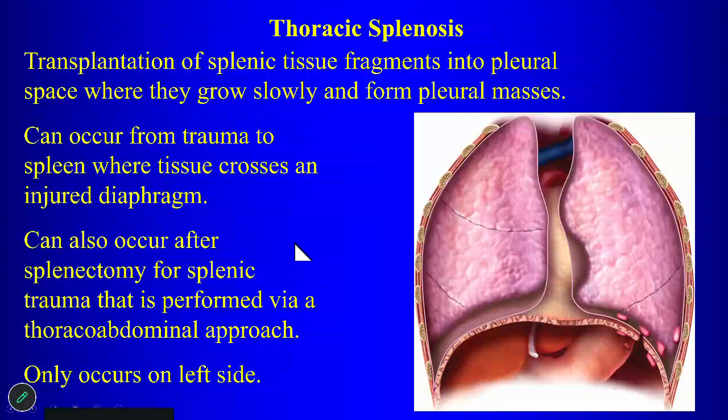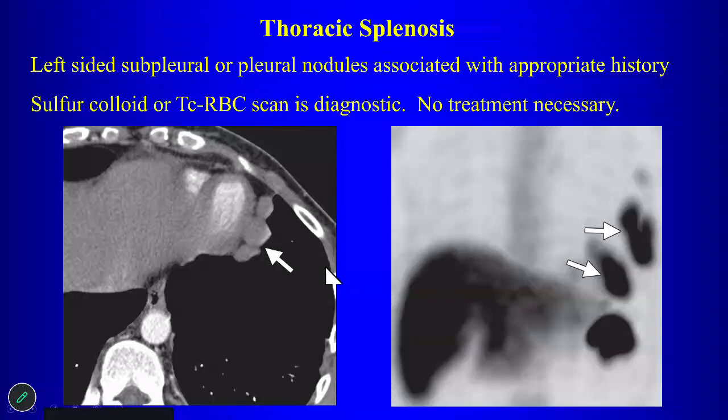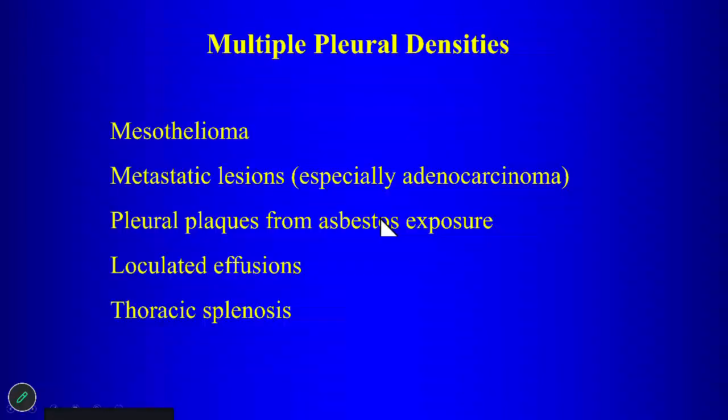So what happens here is there's trauma, the spleen's ruptured, the diaphragm's ruptured, splenic tissue gets into the pleural space and grows. They do a splenectomy so the spleen is gone, but later on down the line you will see these lesions on the pleural surface that enhance just like splenic tissue. The pathognomonic imaging exam for this is an RBC scan, or liver scan. You look for activity along these nodules on the pleural surface when you're thinking about splenosis. Okay.